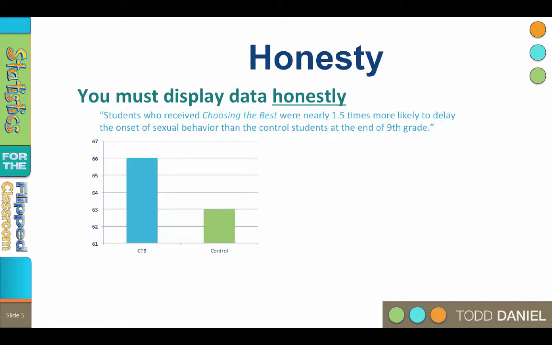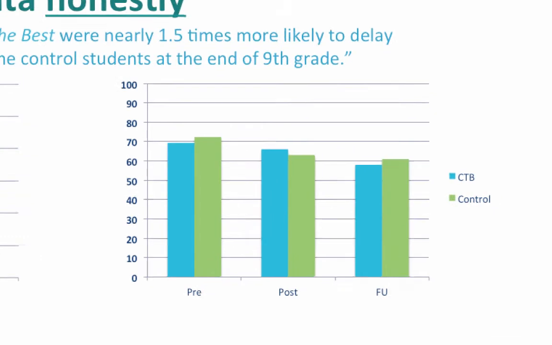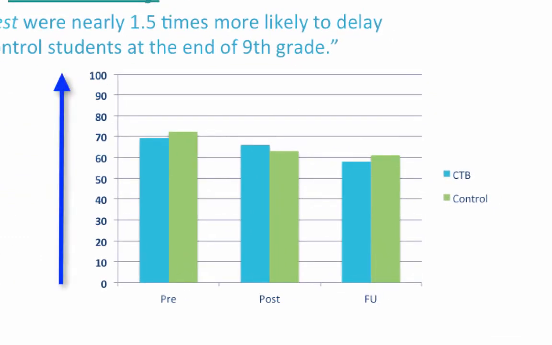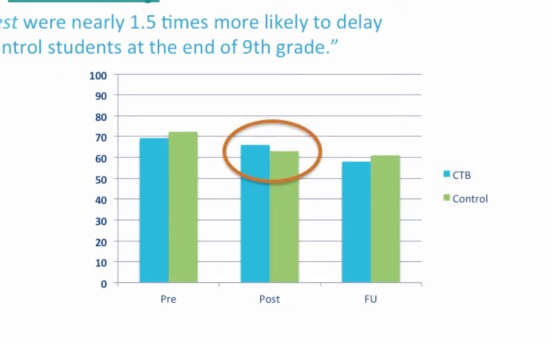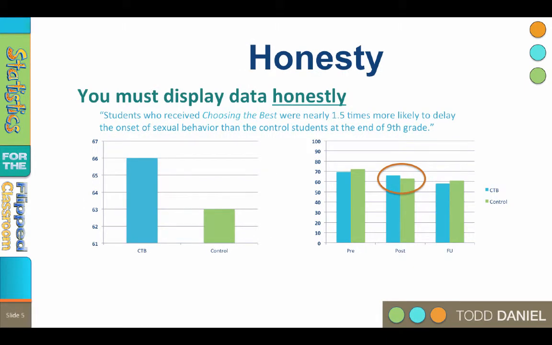Let's see how it looks when the data are displayed honestly. Now the y-axis is anchored at 0. And includes the full range of data. This is the difference from the previous graph. Not quite so impressive when you put it into context.